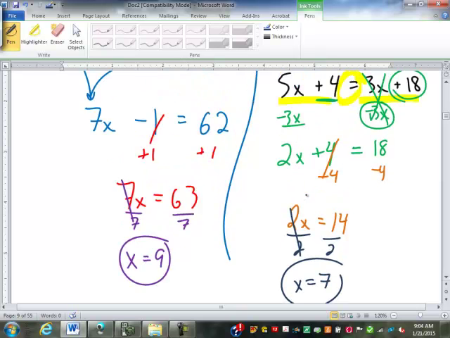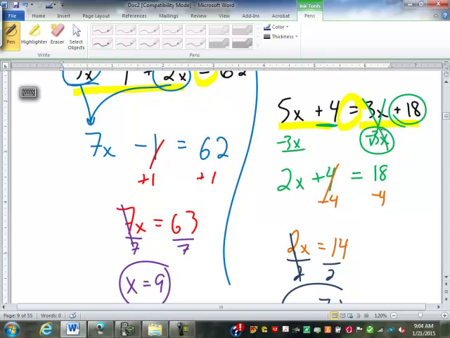Okay. So you had to take away the 3x to get rid of one of the x's, right? Yeah. So 5 minus 3 leaves us with 2x over here. Now we have to subtract 4 to get rid of that. Subtracting 4 over here gives us 14. So 2x equals 14. We have to get rid of the 2, so we divide by 2. Divide by 2 over here gives us 7.